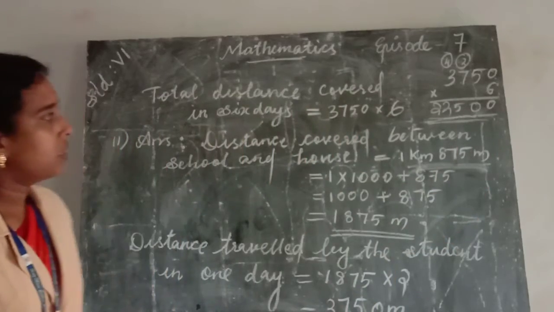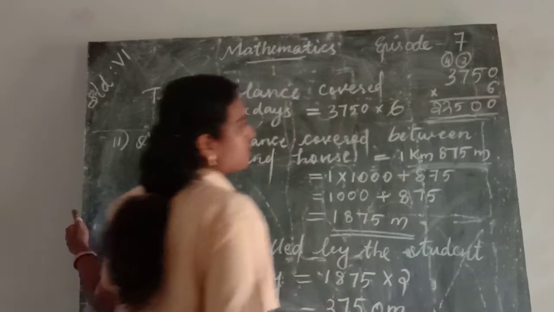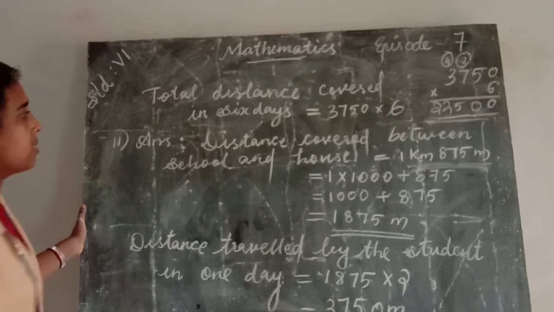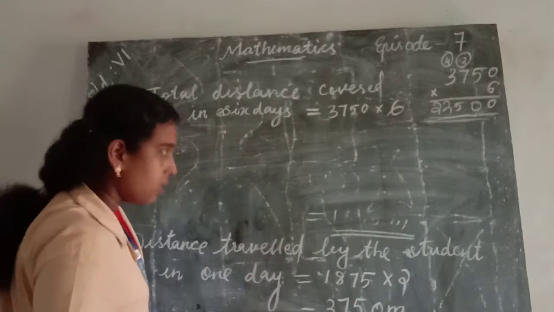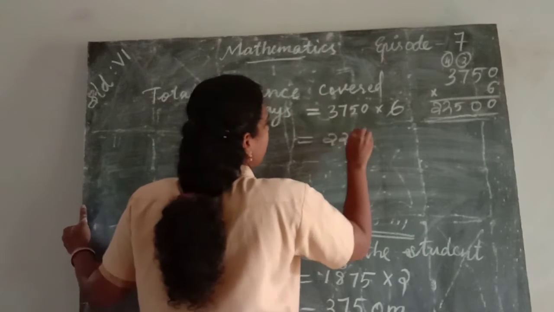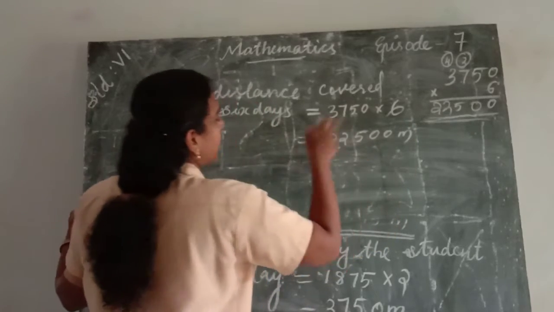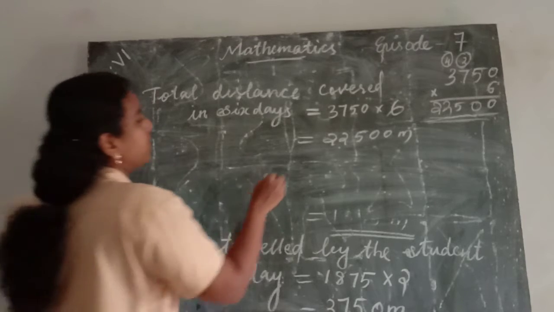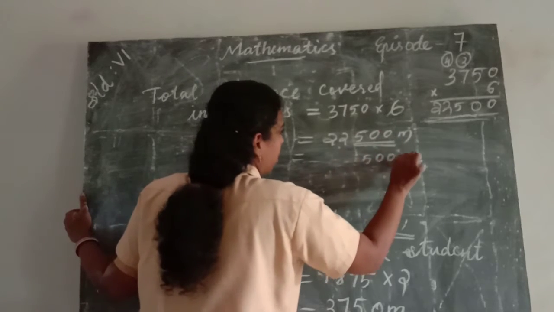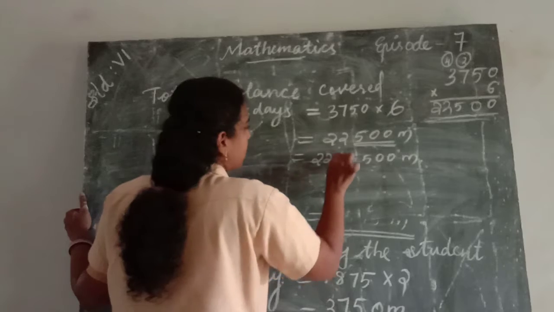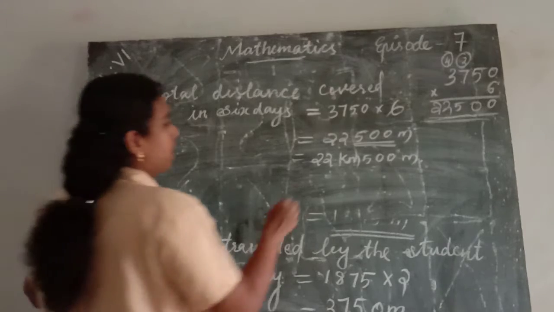So the answer is, how can we read this number? Ones, tens, hundreds, thousand and 10,000. So 22,500 meter is the answer. And we want to convert it into kilometers. We write the first 3 digits from the right as meters, that is 500 as meters, and the remaining digits as kilometer. So we get 22 kilometer 500 meter.